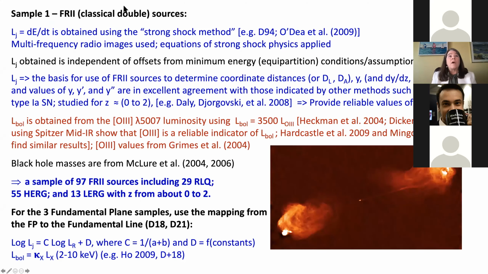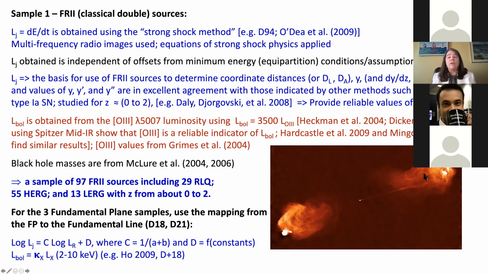So how are those quantities determined? Well, for the FR2 sources, the beam power is obtained using a method called the strong shock method, which I developed over the course of the 90s and have worked on with many collaborators. Our most recent paper on this is O'Dea et al. in 2009. And the idea is you apply the equations of strong shock physics to the large extended radio emitting region. And when you do that, you can solve for the beam power.